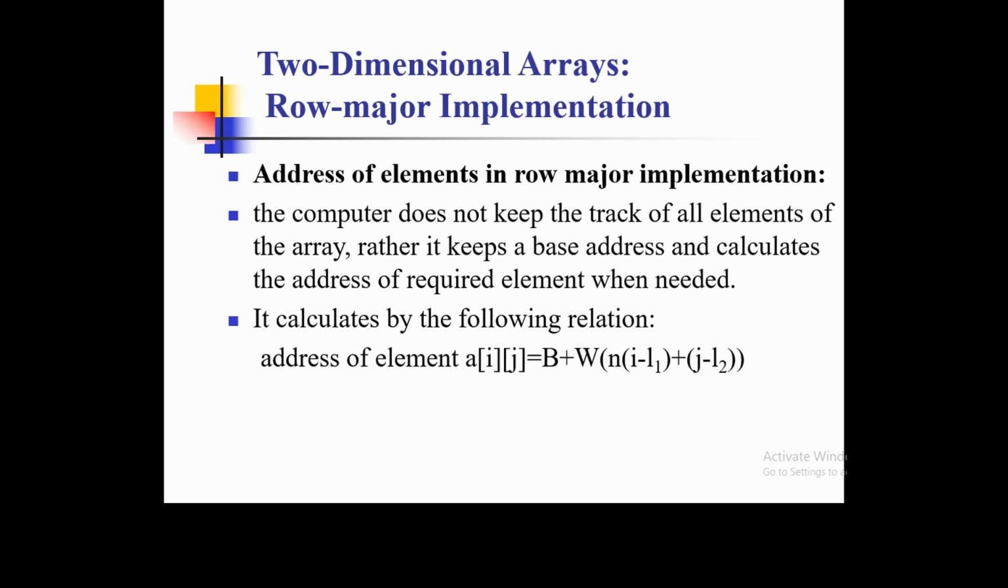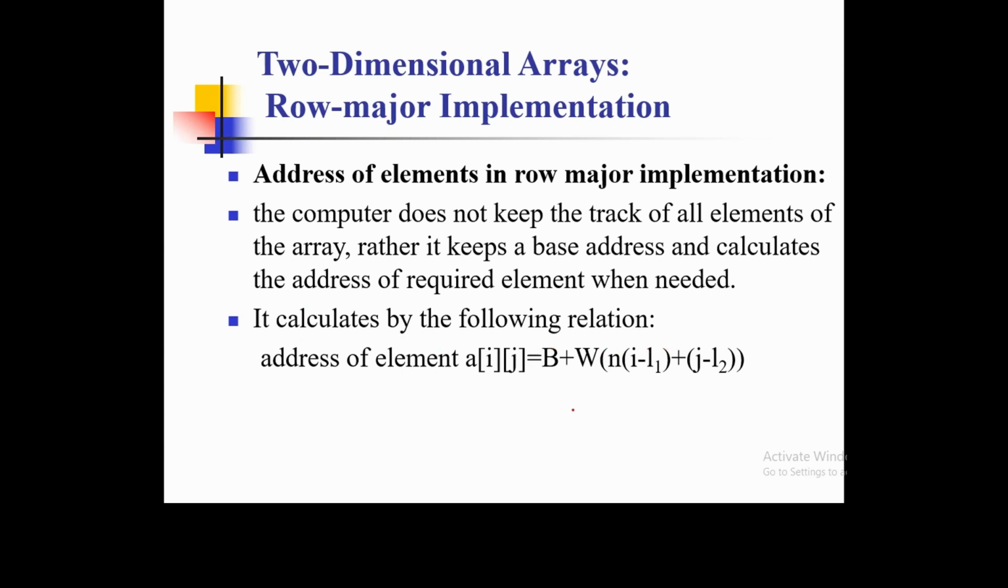So as the array elements are in contiguous memory locations, we can simply keep track of the address of the first element, and from it we can calculate the address of the rest of the elements. The computer does not keep track of all elements of the array; rather it keeps a base address, the address of the first element. This is the base address B, and it calculates the address of required elements whenever needed, by the following relation.